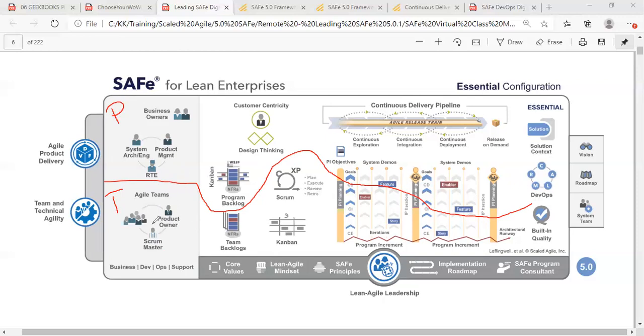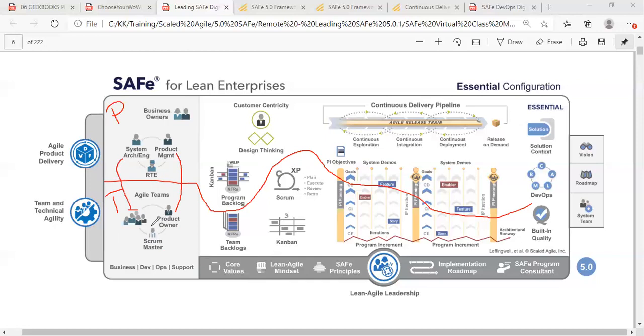So as we know, there are 3 roles which are defined at the team level. Similarly, there are 3 roles defined at the program level as well. So at the team level, we have product owners. Similarly, at the program level, we have product management or product managers. At the team level, we have the doers, the technical folks who do the work. At the program level, we have the system architects, the system engineers who are also technical.